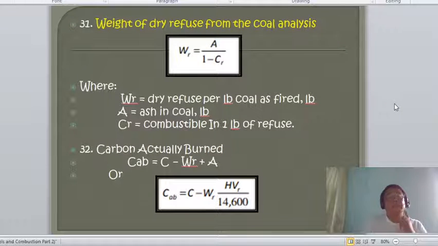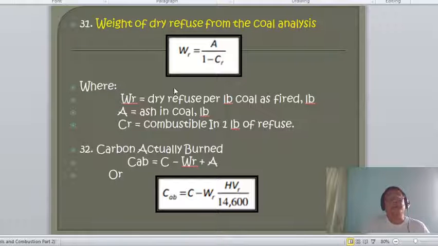So, another is the weight of the dry refuse. Meaning we are not assuming that all the fuels fed to the furnace are burned 100%. Of course, there is a refuse. So the weight of refuse is equal to the ash divided by 1 minus the combustible in refuse.